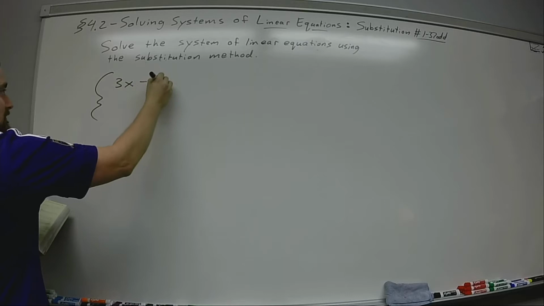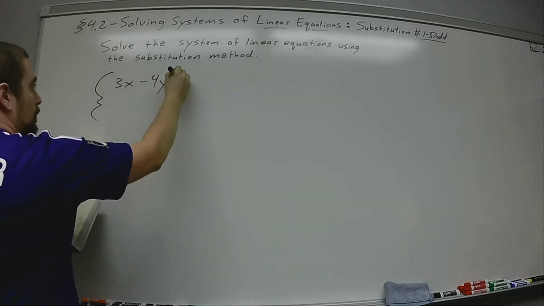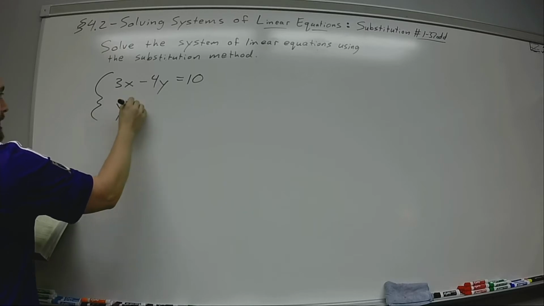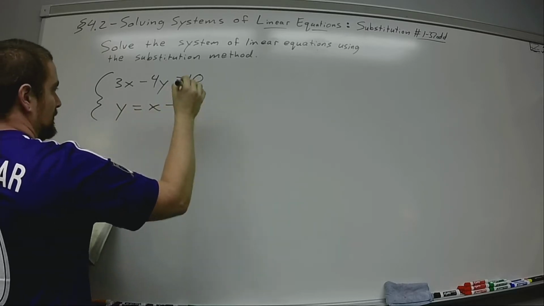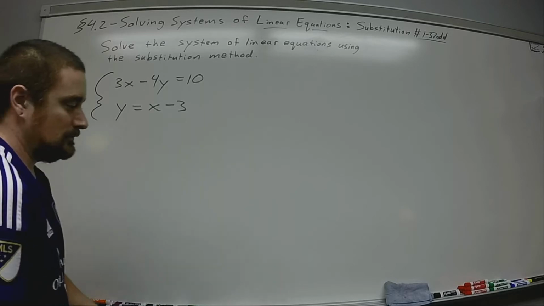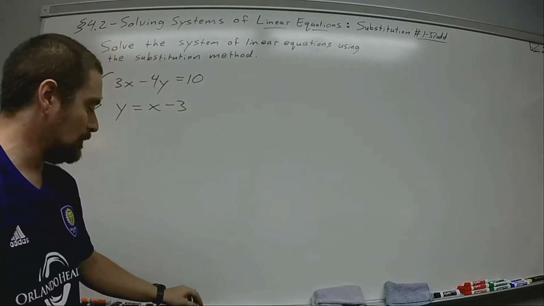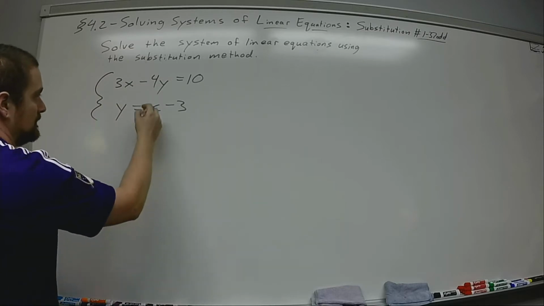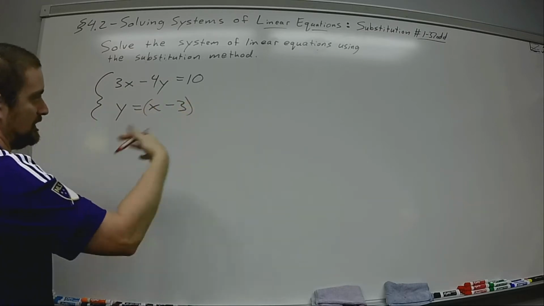The first equation they give you is 3x minus 4y is equal to 10. But then they tell you that y is equal to x minus 3 for the second equation. So you've got two equations. Now the substitution technique lends itself very well when a setup is like this, where one of the equations is actually already solved for the other variable.